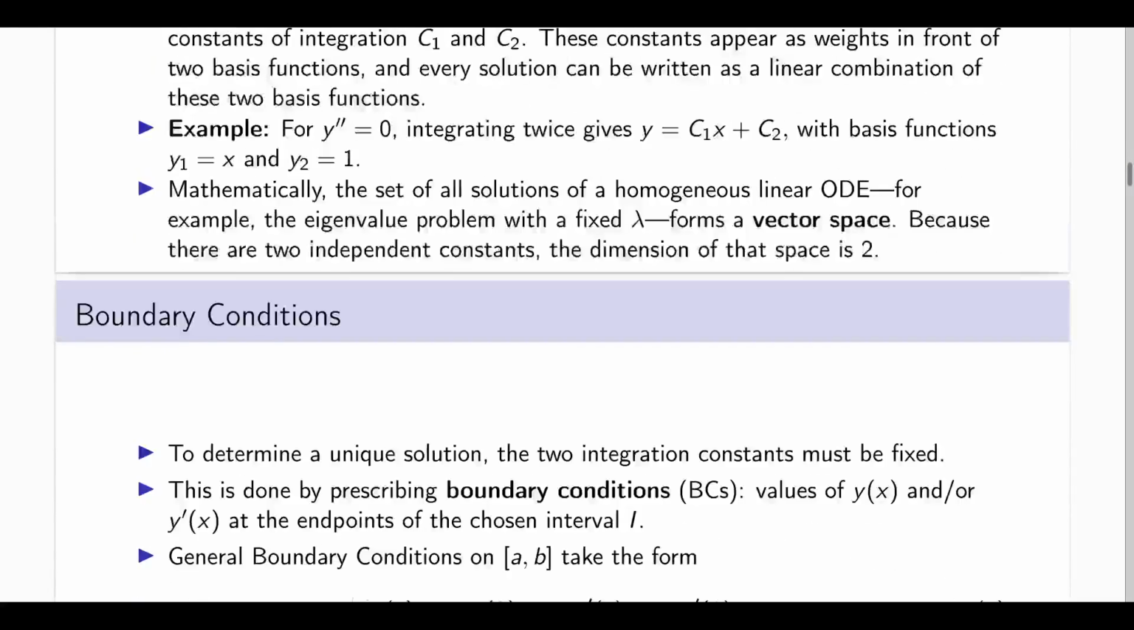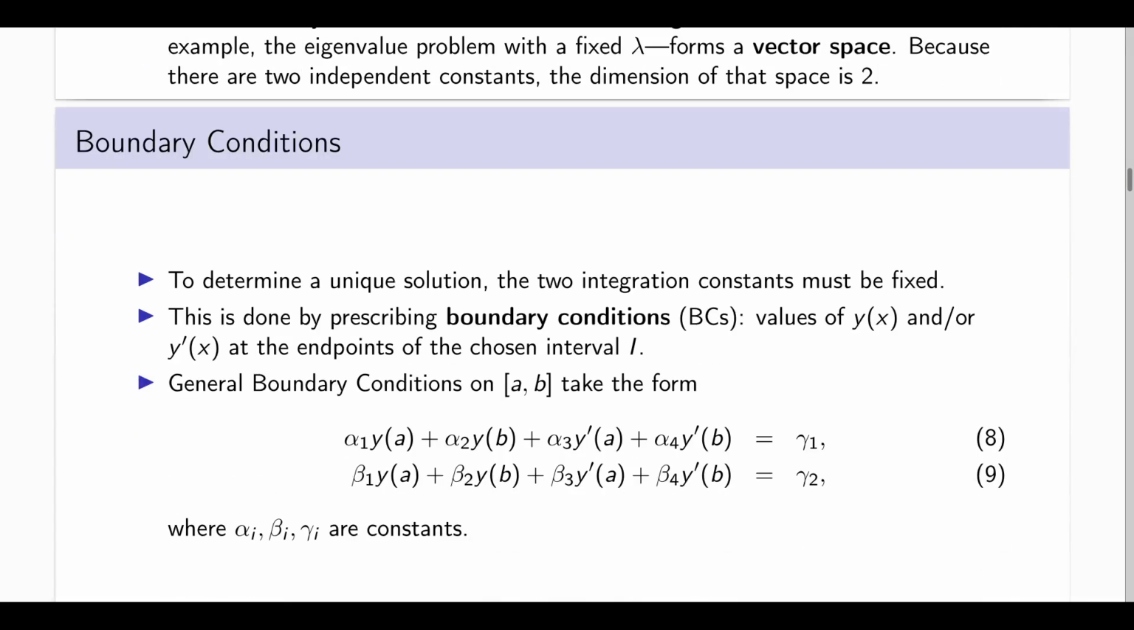To determine a unique solution, we must fix these constants by imposing boundary conditions. In general, on AB, they take the form alpha sub 1 times y of A, plus alpha sub 2 times y of B, plus alpha sub 3 times y prime of A, plus alpha sub 4 times y prime of B, equals gamma sub 1, and a second, similar equation with beta coefficients and gamma sub 2.